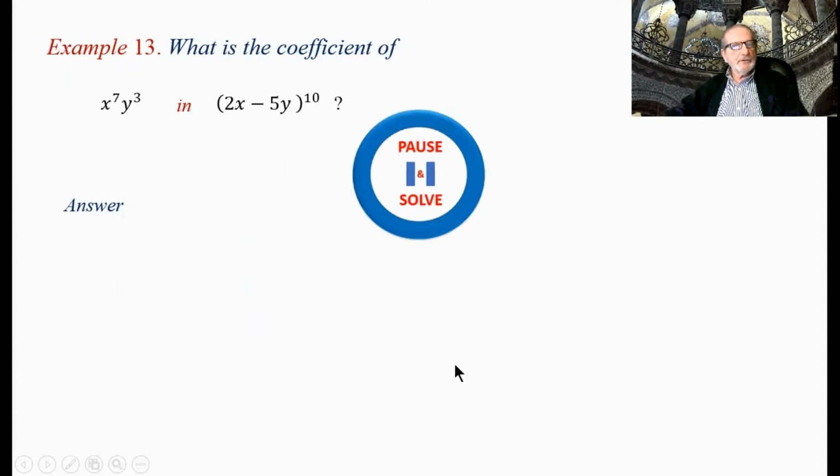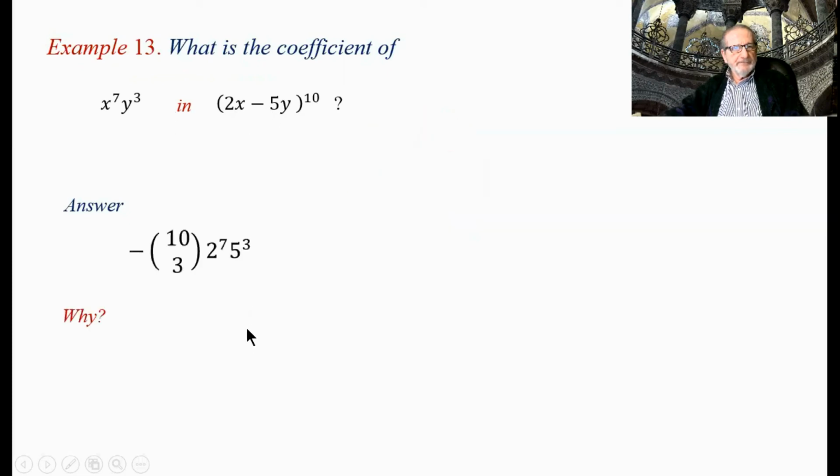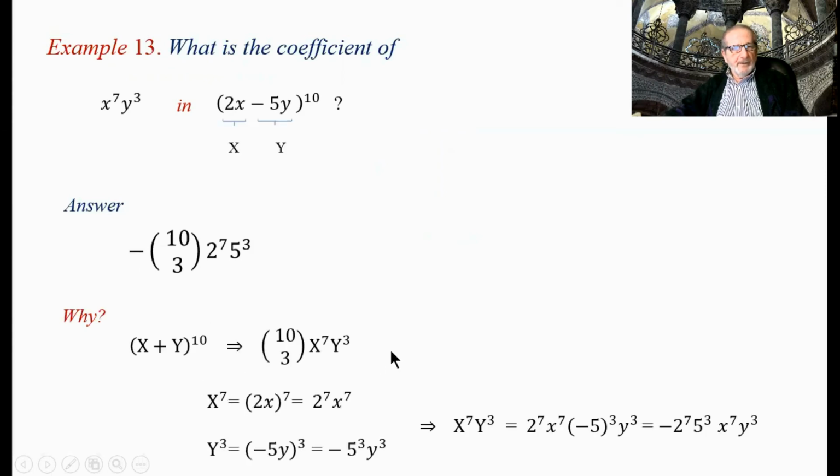Now, on your own, what is the coefficient of x to the power 7, y to the power 3 in 2x minus 5y to the power 10? Pause and solve and come back, please. Now, the answer is going to be really easy because you have the experience now. First of all, you have combination 10 choose 3. This is part of the formula. And then you raise 2 to the power 7, you raise minus 5 to the power 3. But when you raise minus 5 to the power 3, it becomes a negative. So you call this capital X, you call this capital Y, and you do the math, and you find that you have negative 10 choose 3 times 2 to the power 7 times 5 to the power 3.